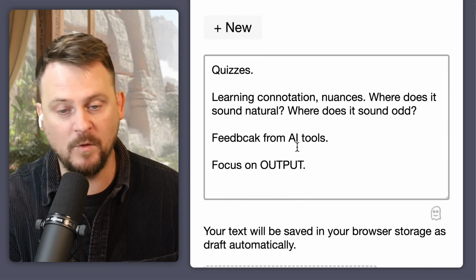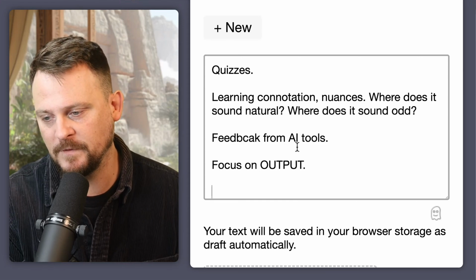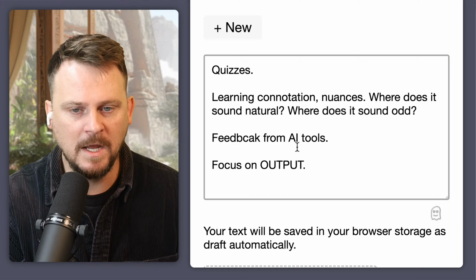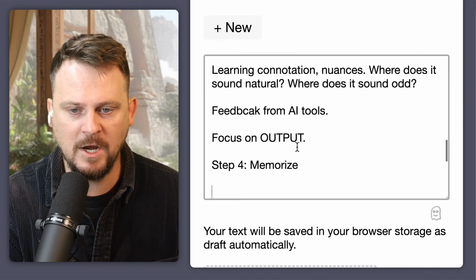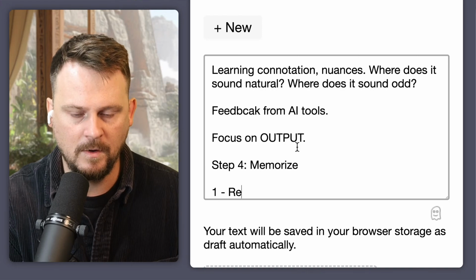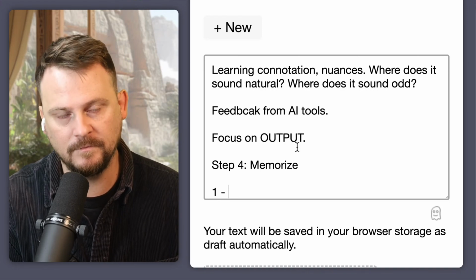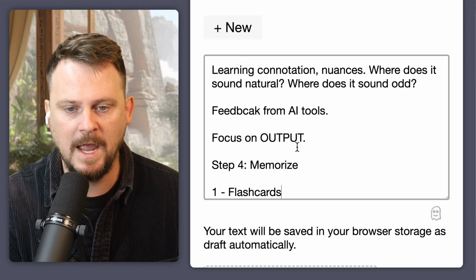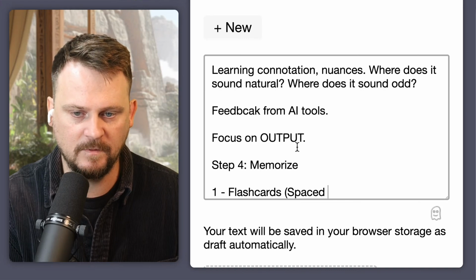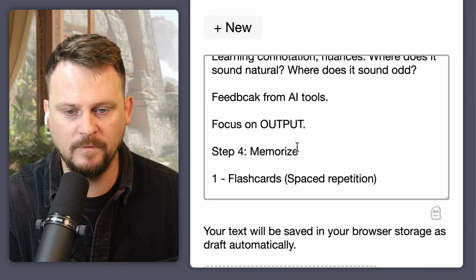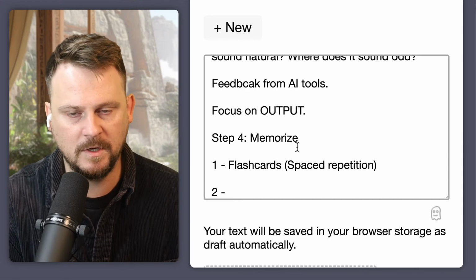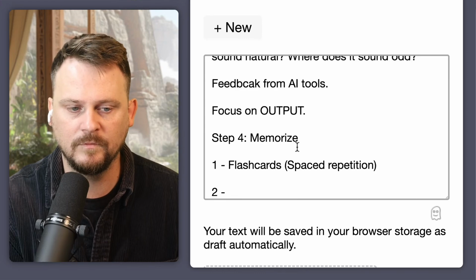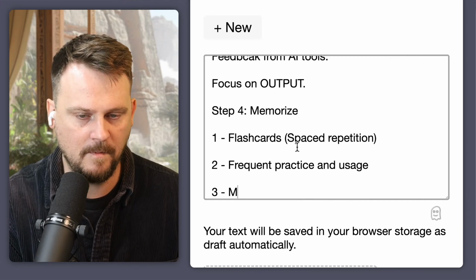And of course, there you should be learning the phrasal verbs, all of the different forms and meanings. Now we have step 4. And step 4 is memorize. And here we have 3 main ways. One, let's say flashcards. And importantly, for flashcards, we want to have some form of spaced repetition. And then 2, we might have consistent, let's say, frequent practice and usage. And 3, I think we can say memory palace.